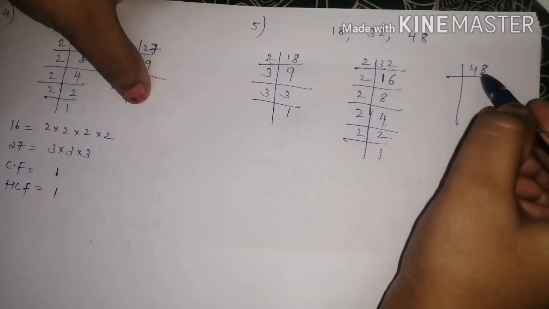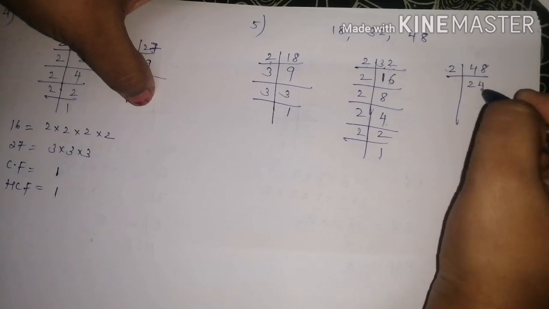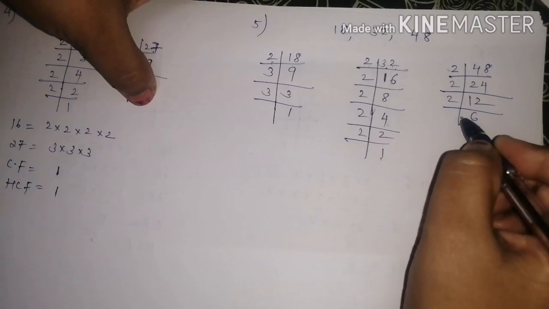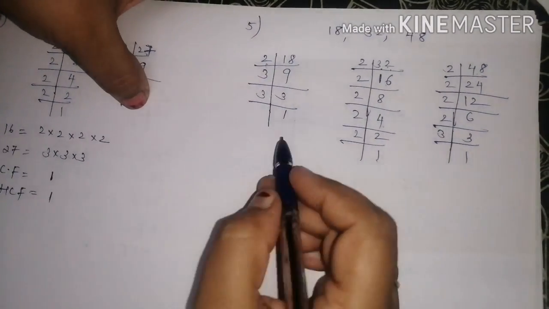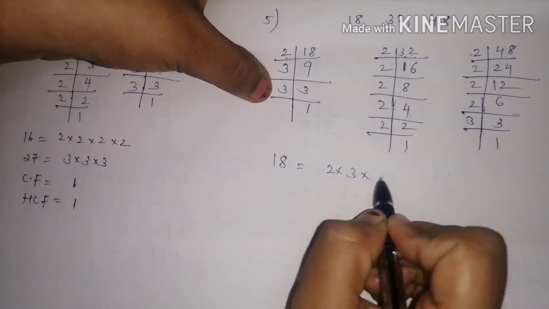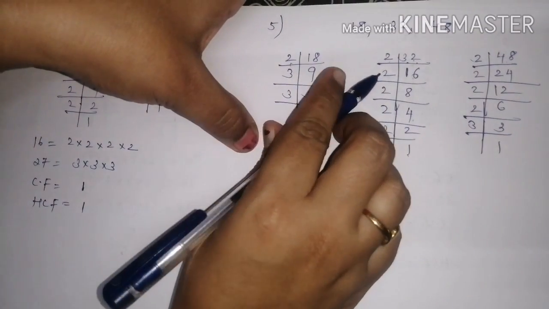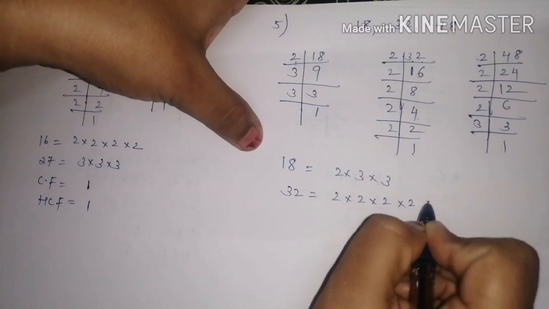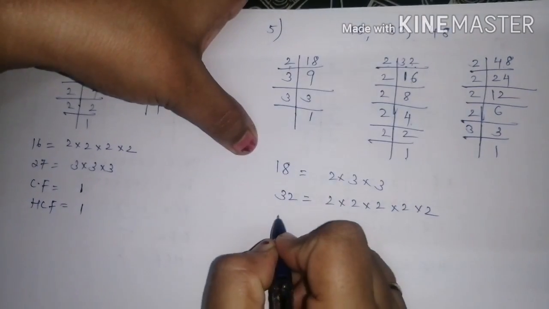48. Here it is 8. It will get divided by 2. 2 2s are 4. 2 4s are 8. 2 12s are 24. 2 6s are 12. 2 3s are 6. 3 1s are 3. Write down all the factors. 18's factors are 2 into 3 into 3. 32's factors are 2 how many times? 1, 2, 3, 4, 5. And 48's factors are 4 times 2 and 1 times 3.